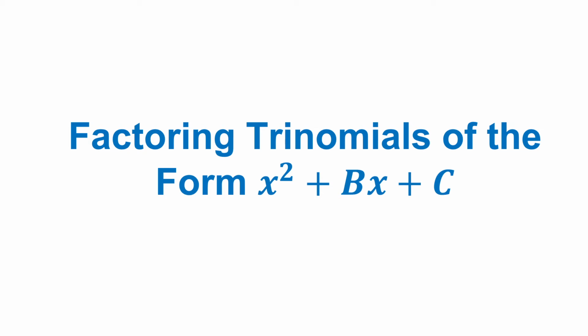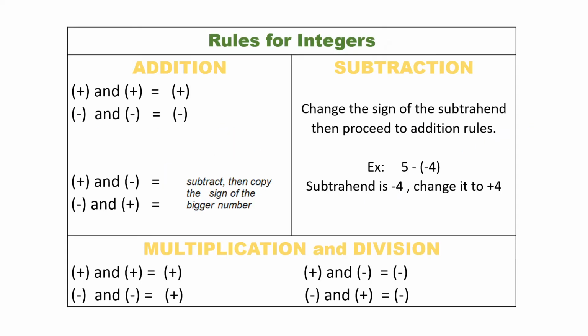Hello learners, in this video we will discuss a factoring method for factoring trinomials of the form x squared plus bx plus c. So ito yung trinomial na hindi perfect square. And yung ating leading coefficient, or yung coefficient ng ating variable na may pinakamataas na exponent which is 2, ang leading coefficient niya dapat ay 1. Now, let us discuss muna the rules for integers.